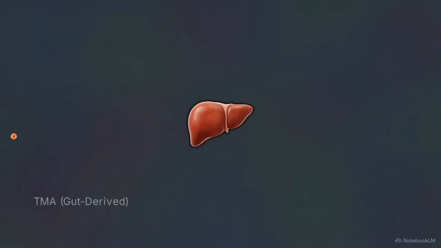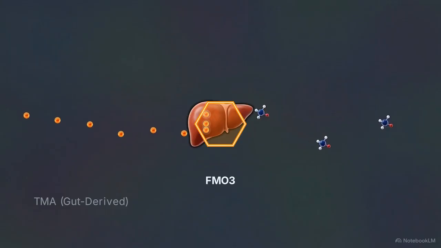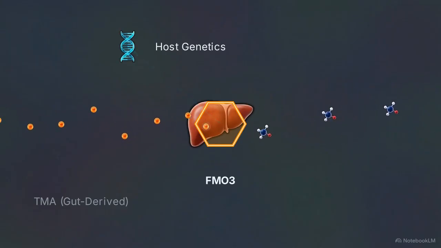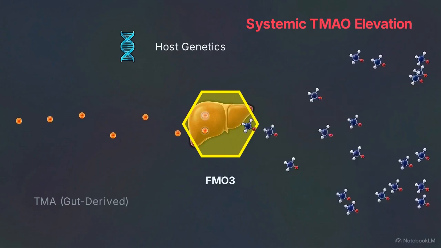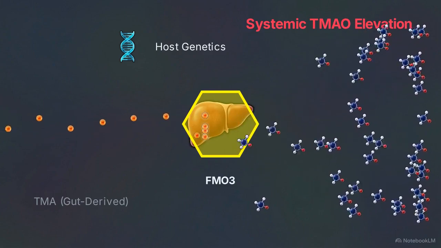This is a schematic of the liver's detoxification phase. An enzyme called FMO3, flavin-containing monooxygenase 3, oxidizes the toxic TMA into the systemically active TMAO. Host genetics play a decisive role. Polymorphisms that increase FMO3 activity can drive systemic TMAO levels higher, regardless of precursor intake.